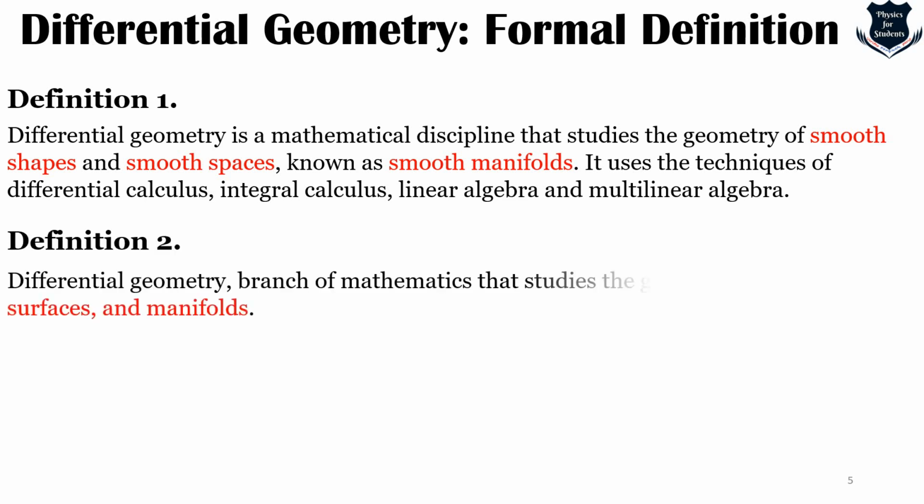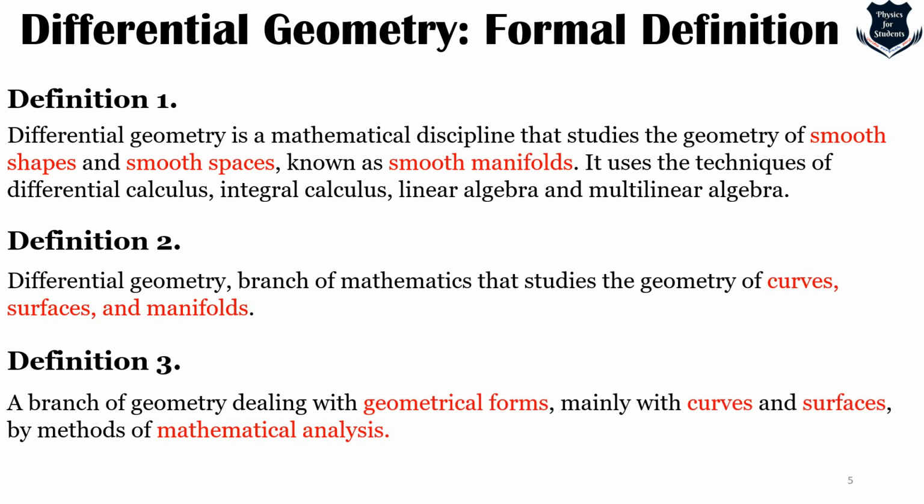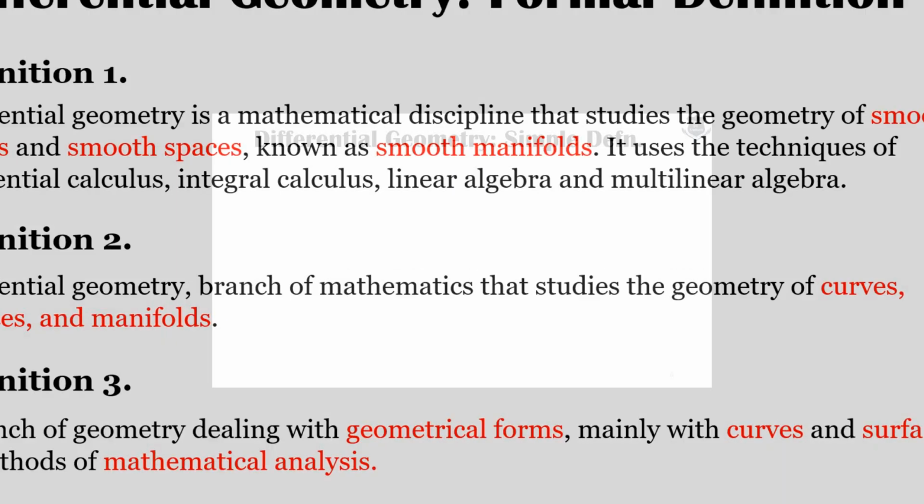The second definition tells that differential geometry studies the geometry of curves, surfaces, and manifolds. And the third definition says a branch of differential geometry dealing with geometrical forms which studies curves, surfaces, and mathematical analysis. Now these are the formal definitions of differential geometry in English literary language, but what is actually the meaning, let us find in the next part of this video.